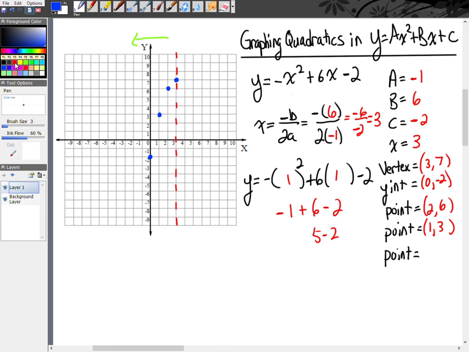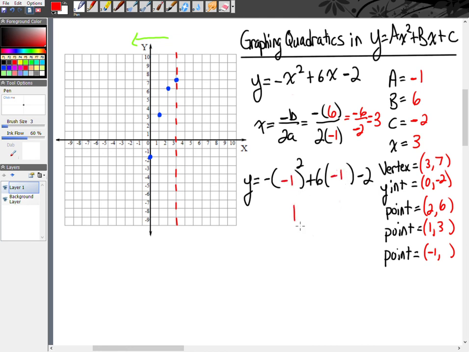And let's go ahead and do one more point here. What if x is, we already have 0, so let's do -1. Now some of you might think, well, -1 and 1, same thing. Nope, it's not the same thing. When they're squared, they're the same, but the rest is not the same.